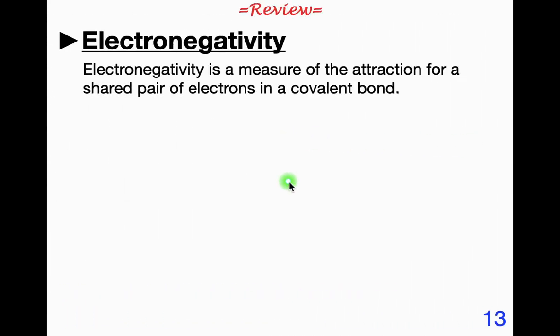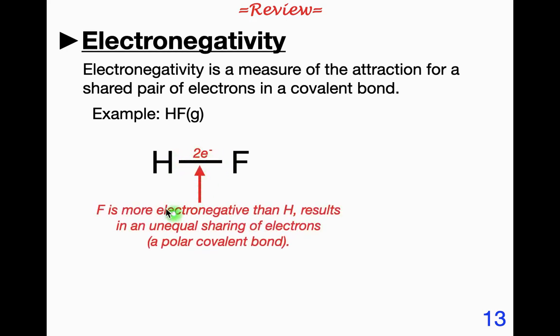Electronegativity is a measure of the attraction for a shared pair of electrons in a covalent bond. So let's look at the bond between hydrogen and fluorine. Of course, remember that the dash represents a sharing of 2 electrons. Because fluorine is more electronegative than hydrogen, it results in an unequal sharing of electrons. It forms a polar covalent bond.